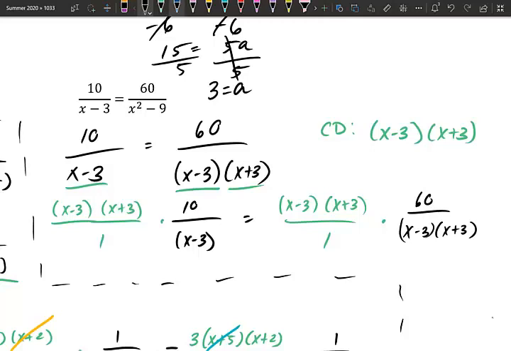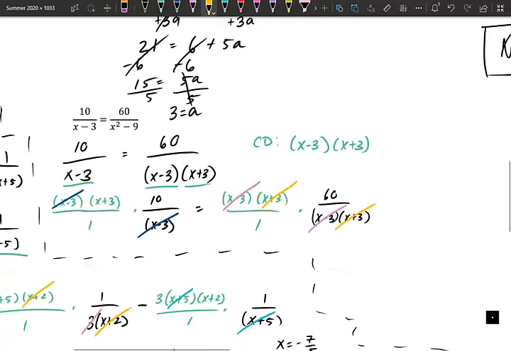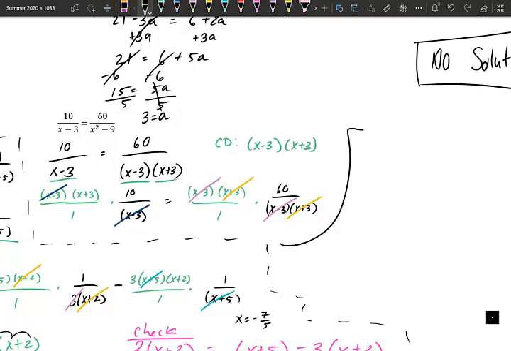Let's cancel left to right. So x minus 3, x minus 3. X minus 3, x minus 3. X plus 3, x plus 3. Now I'm going to write what we have left over. I'm going to bring it over here. So we have x plus 3 times 10 equals 60.